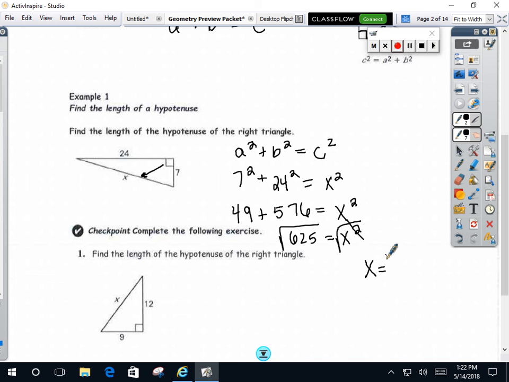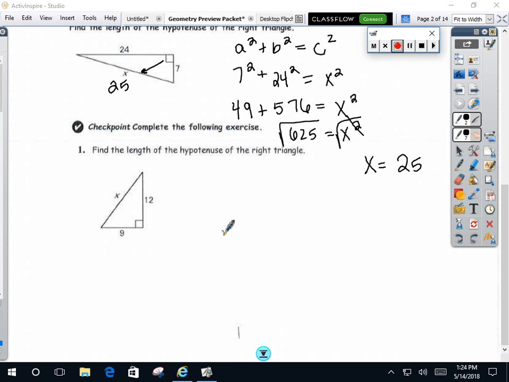And then x equals the square root of 625, which is what? 25. And isn't 25 a larger number than 24 and 7? It'll always be the largest of the three. Okay, the hypotenuse is the longest. Now, I want you to attempt the one below it by yourself.